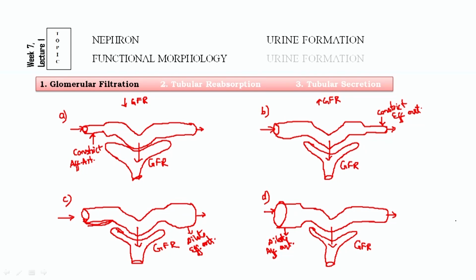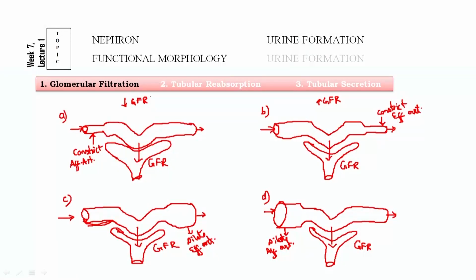Now let us see what are the factors which affect the glomerular filtration rate. The first is the vasoconstriction and dilatation of the afferent arteriole and efferent arteriole, which play a major role in either the increase or reduction of the glomerular filtration rate. First we will see the factors responsible for the decrease in the GFR, the glomerular filtration rate.